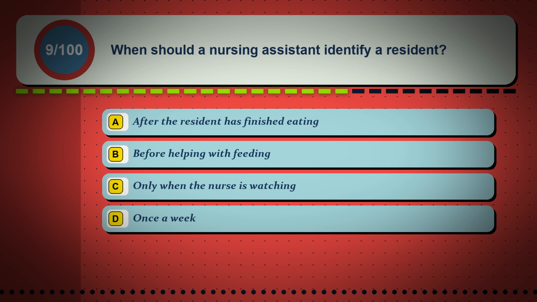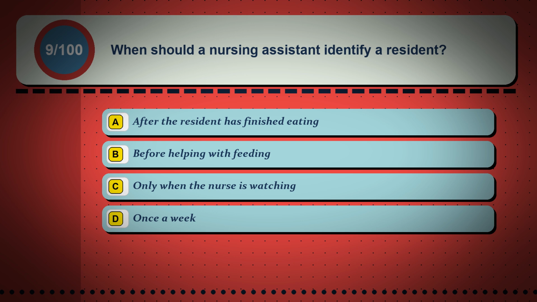Question 9. When should a nursing assistant identify a resident? Option A. After the resident has finished eating. Option B. Before helping with feeding. Option C. Only when the nurse is watching. Option D. Once a week.